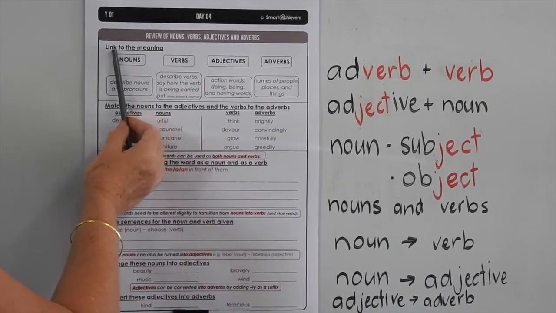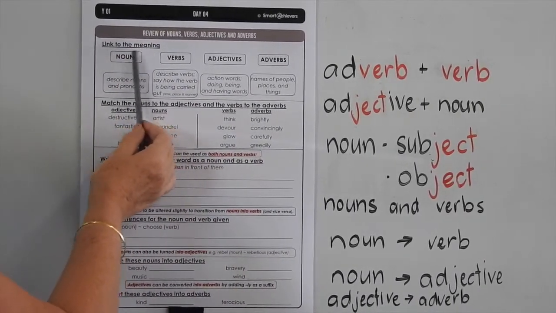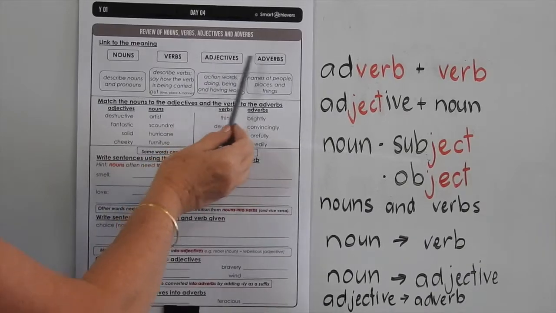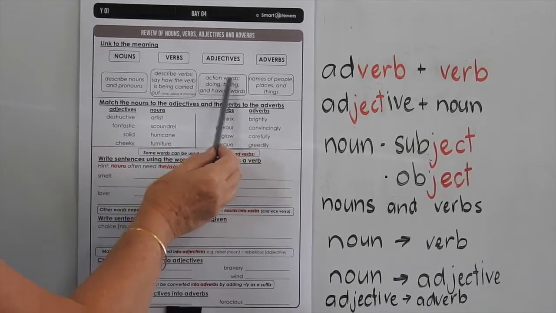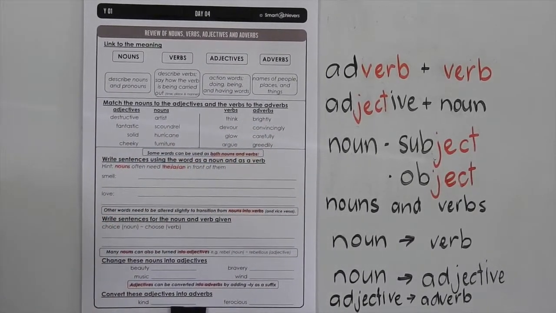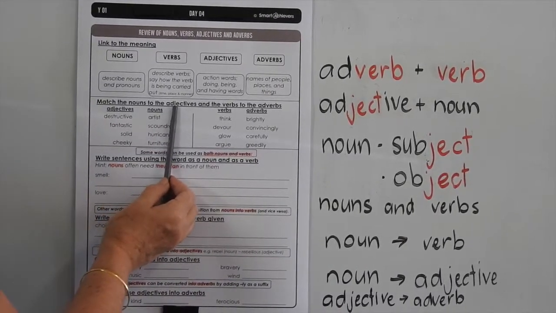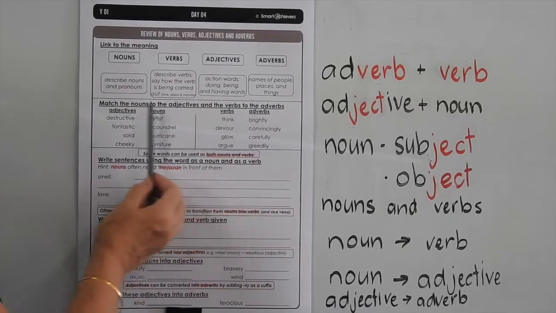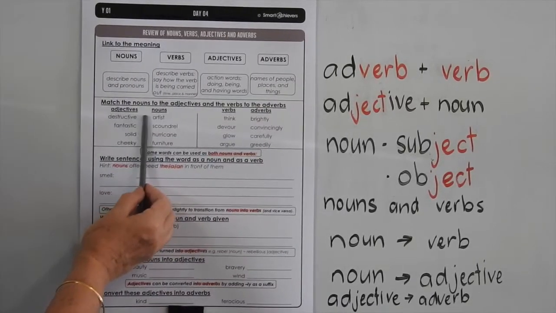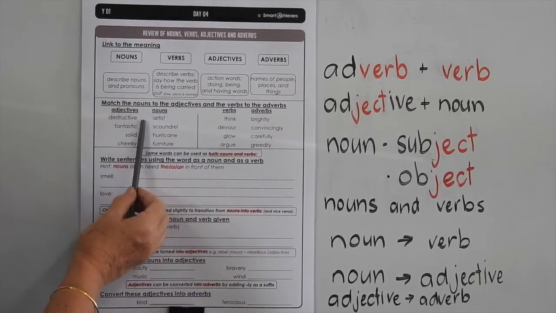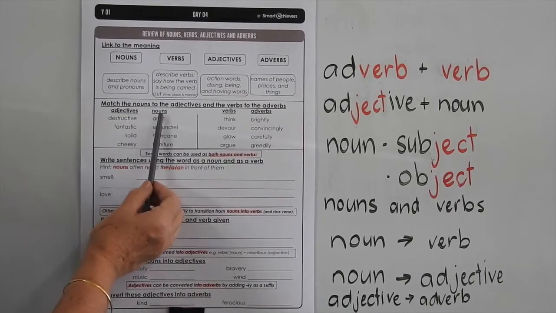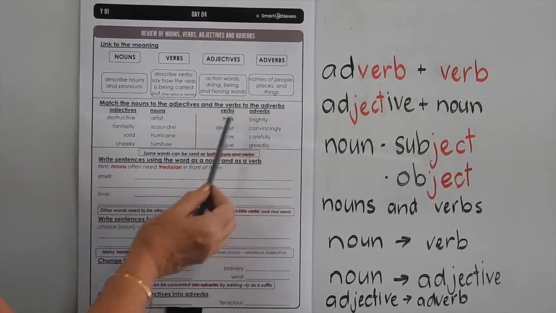So let's have a look. We want you to link to the meaning. What is a noun, a verb, an adjective and an adverb? We've given you the definitions there. You just have to use different colours to link them. Then down here, match the nouns to the adjectives and the verbs to the adverbs. So use different colours to highlight those lines going from the adjective to the noun, the verb to the adverb.